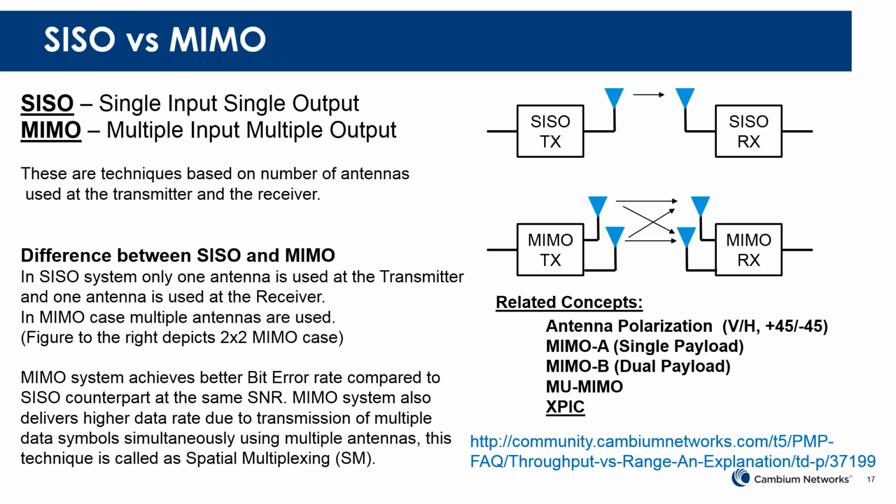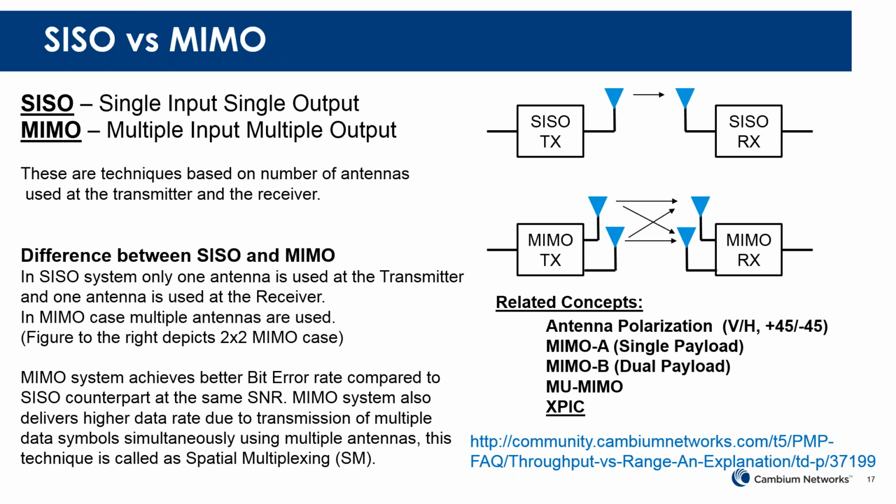However, if I'm operating in a very harsh, interference-ridden, multipath-ridden environment, I may not be able to operate in that MIMO B where I'm getting double the capacity. I may have to deal with a lot of error correction, and so I would be ratcheting down, so to speak, and operating in MIMO A.